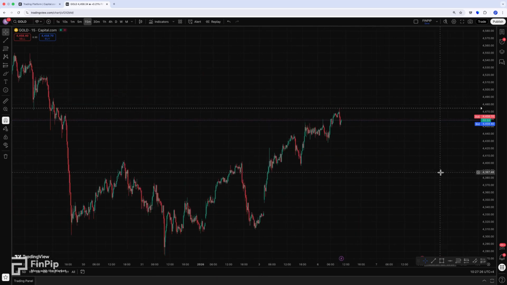According to the analysis we did yesterday, gold continued its movement. It moved upward to the point we had in mind. I personally opened my sell position from this area, and I'll explain the reason to you.